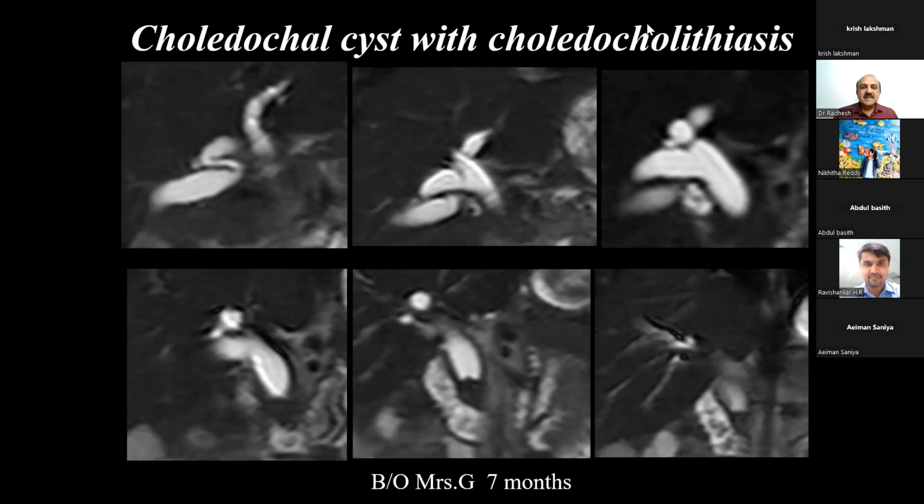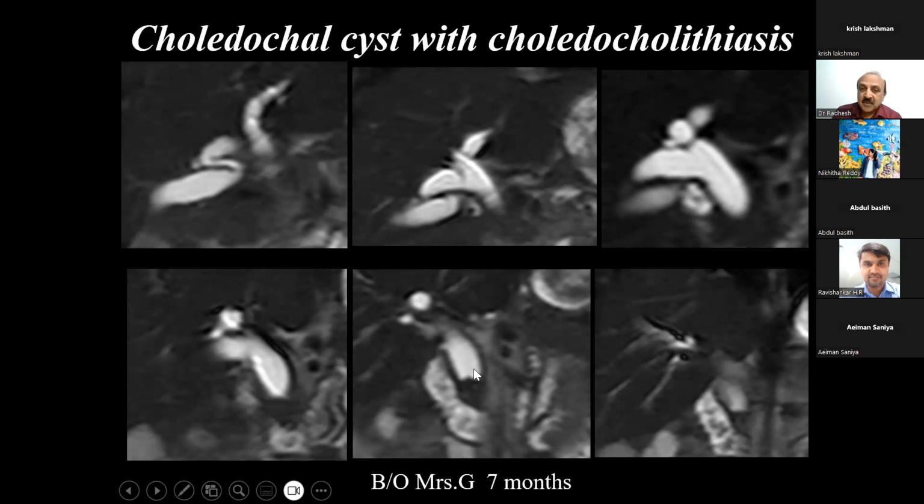Now, this is an MRCP sequence. What do you see? You don't see the calculus at all. You see the dilated duct. You see the calculus here? Okay, maybe, we don't know. But if you look at a T2 sequence, you see the meniscus so well here, and there is a dark structure, you know you're dealing with a calculus.